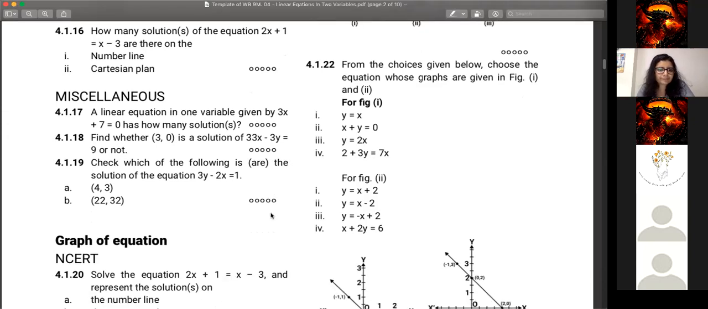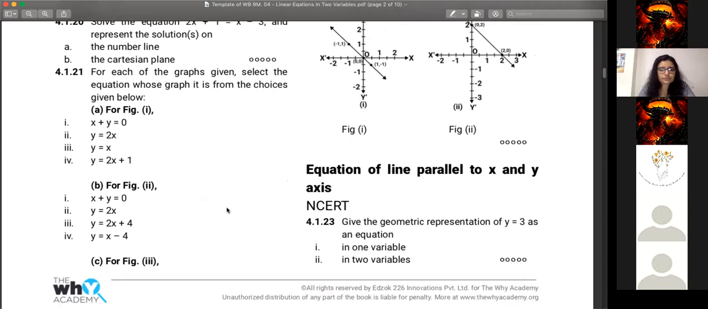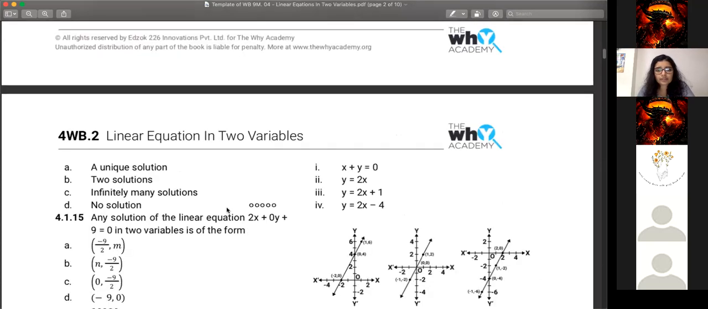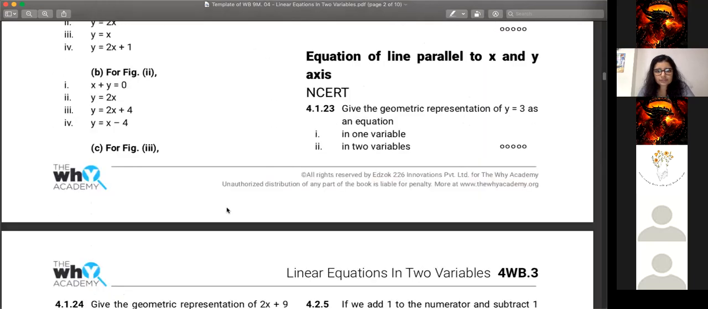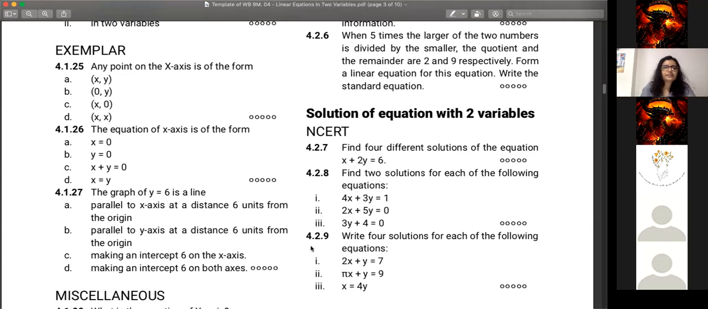Okay. Check which is a solution, you can do that too. There's another concept. I'll see if there's a question related to that. Look at question number 25. Any point on the x-axis is of the form (x, 0). Nice. The equation of the x-axis is of the form... send it over chat.